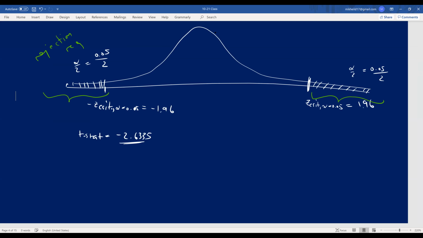Rejection. And this is also a rejection region, right? Am I clear? Minus 2.63 falls here, right? Because here is minus 1.96. Am I clear? Yes. And that's why you reject it.